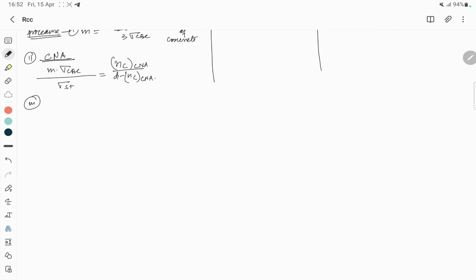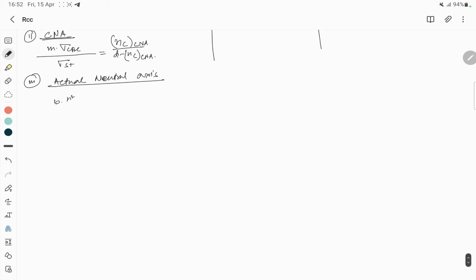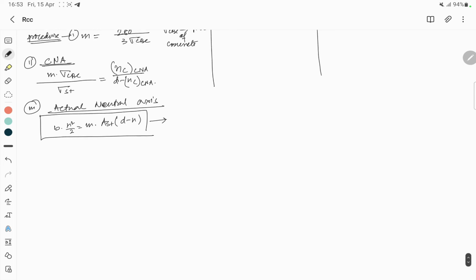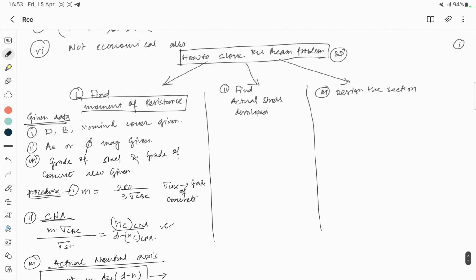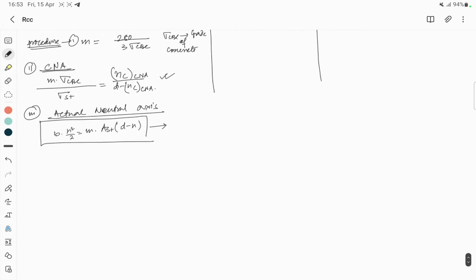Then we have to find the actual neutral axis. That is B into N square by 2 equal to m AST into D minus N. How we have found this? I made a video. How we find this? I also made a video. So my humble request, go to the playlist section and thoroughly see all the videos before this chapter. Then everything will be clear for you.